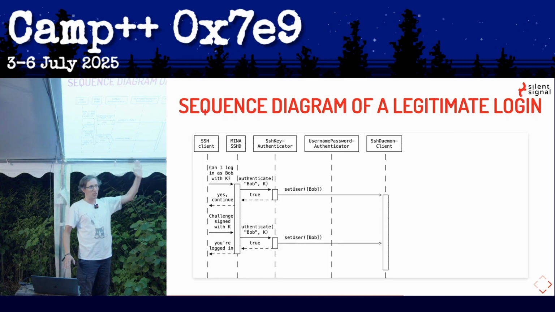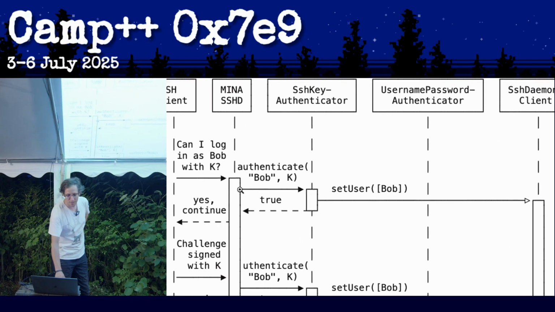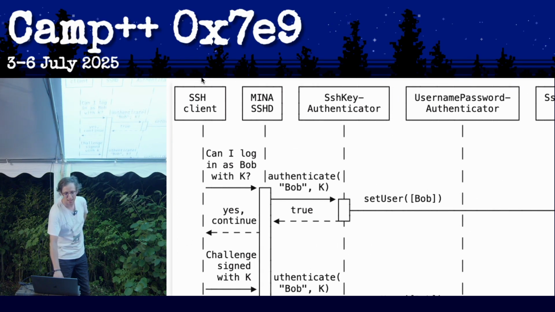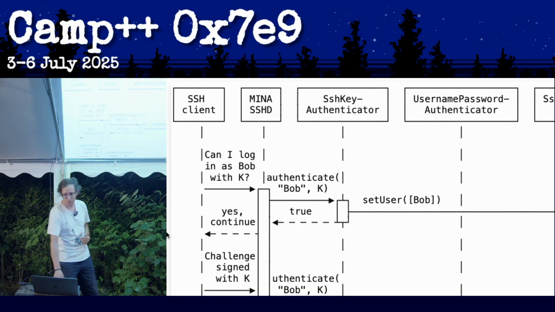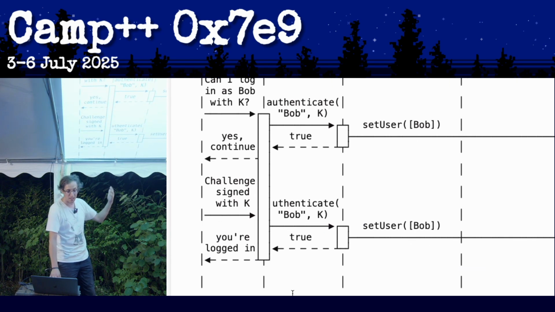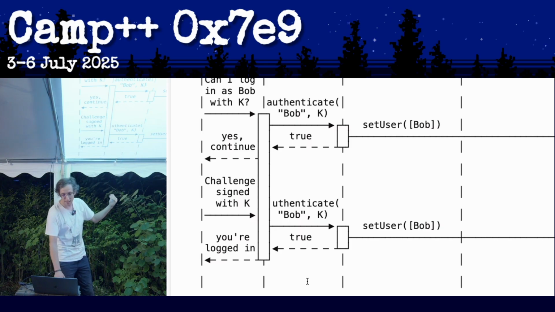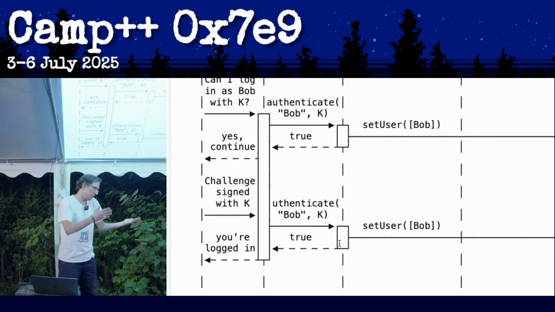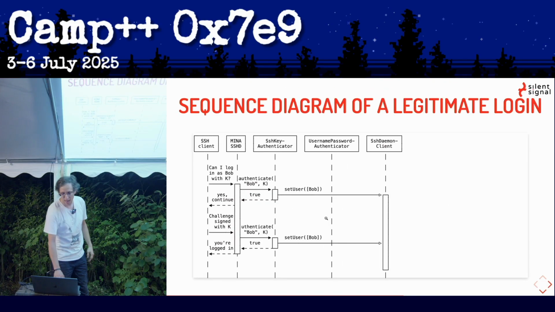So here's a legitimate login, how it should work. In this case, there is no bug because the code works as intended. So the SSH client asks, can I log in? Authenticate gets called, it returns true, and although it calls this setUser, that's not a problem. It says, okay, continue. And then a well-behaved SSH client who really has the private key to that public key will send the challenge signed. The same authenticate will be called again. It will return true again, obviously. And then Mina will let the user log in. So this is the happy case.